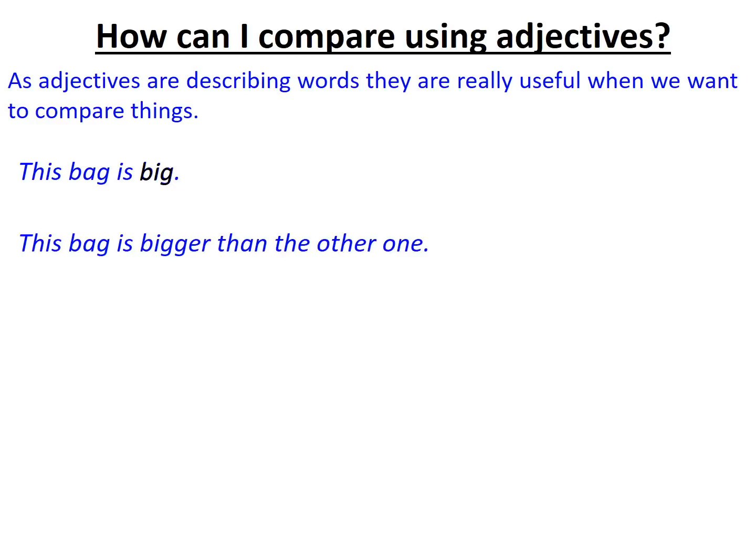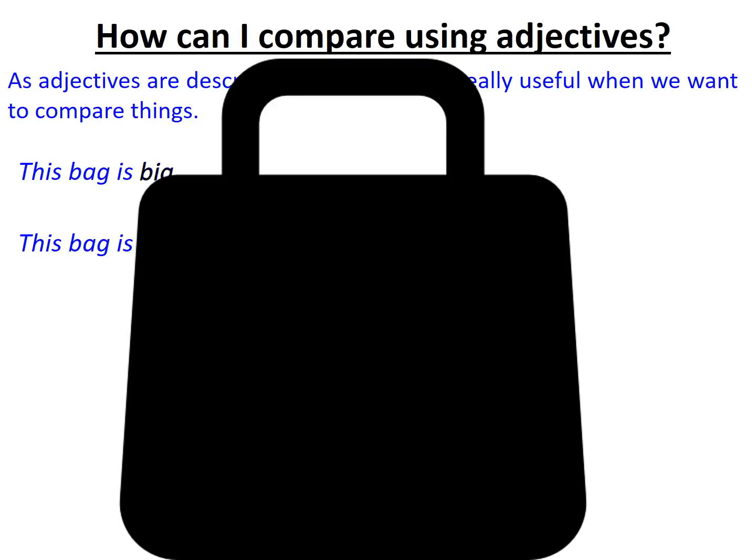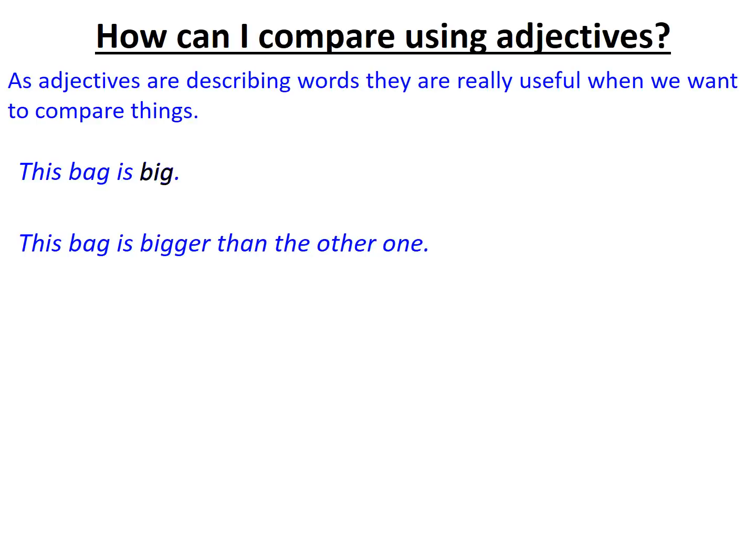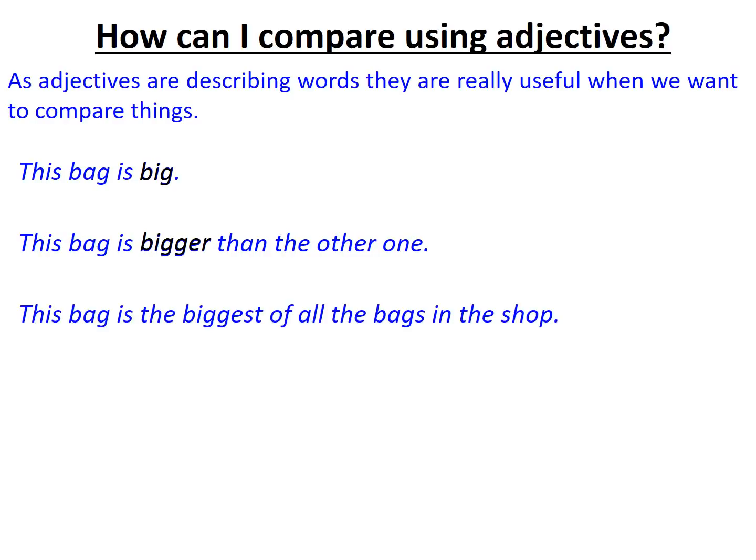Imagine though, this bag is bigger than the other one. I'm now using the adjective bigger. And finally, this bag is the biggest of all the bags in the shop. Biggest is another adjective. But each of these is slightly different and they are comparing in scale the size of the bag. There are three technical names for these adjectives.